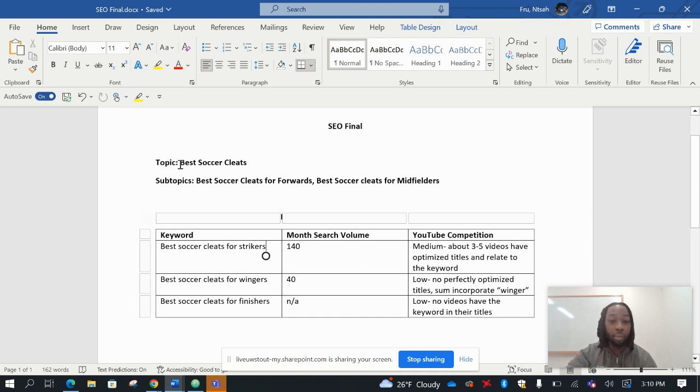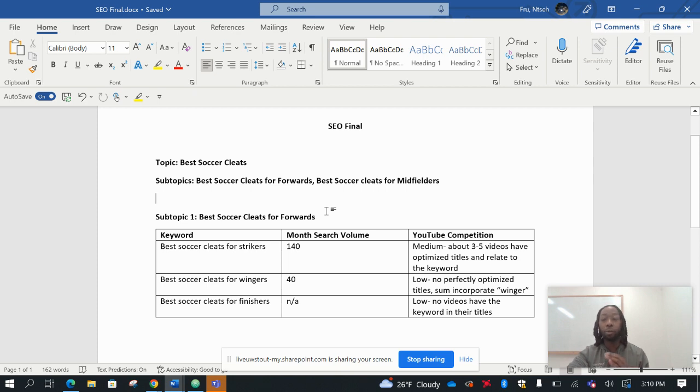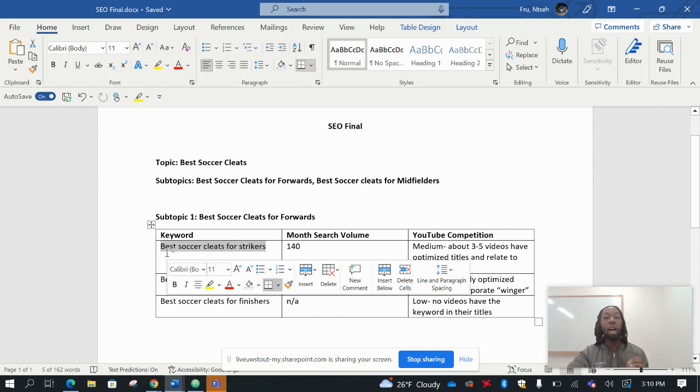The topic you can see here is best soccer cleats. I chose soccer because it was my first love. I'm familiar with it, I'm passionate about it, so it's something that's easy to talk about. The subtopic that I chose was best soccer cleats for forwards, and the keyword that I chose from that subtopic was best soccer cleats for strikers. Striker is another name for forward.